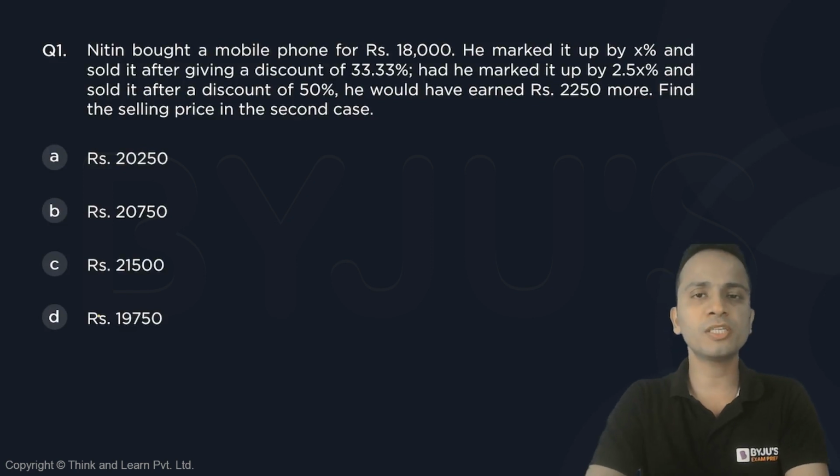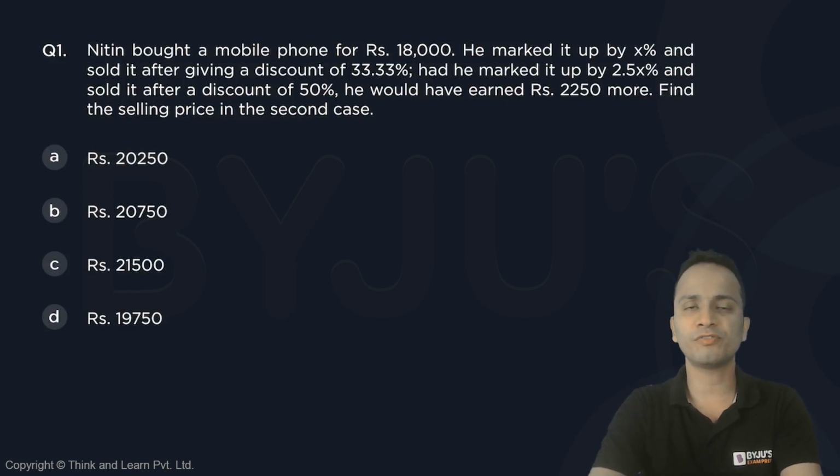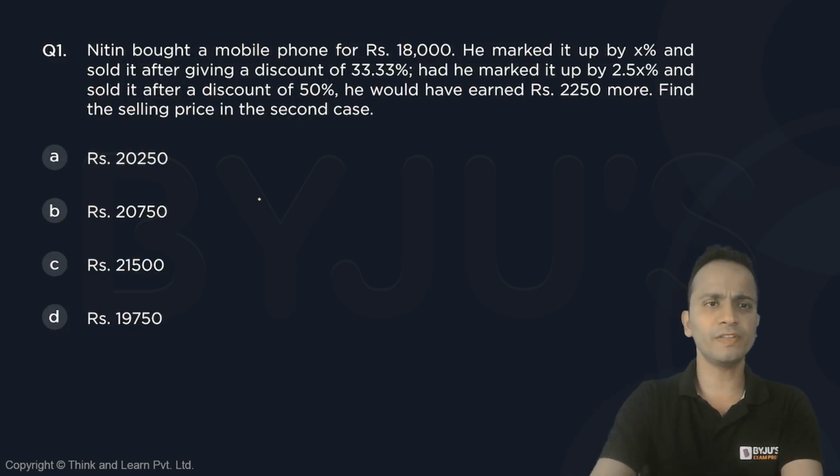Now, this question is based on the concept of profit, loss, and discount, and it is a very simple question. Probably you may find it slightly lengthy because there are two cases that you will have to consider. But an average student should be able to finish this question in somewhere around 1.5 minutes, even less than that. Okay, so let's solve this.